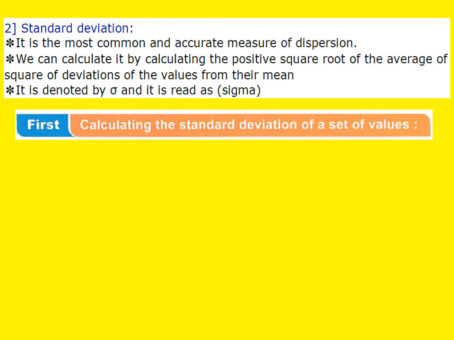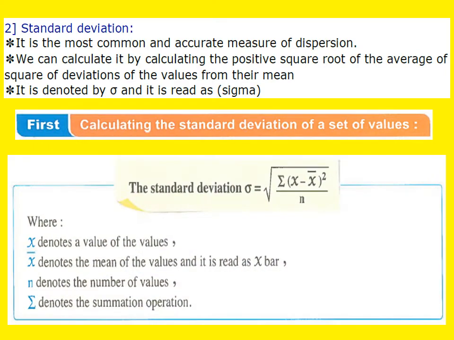First, calculating the standard deviation of a set of values. The standard deviation sigma equals square root of sum of (x minus x bar) all to the power 2 over n, where x denotes a value of the values, x bar denotes the mean of the values, n denotes the number of the values, and summation.